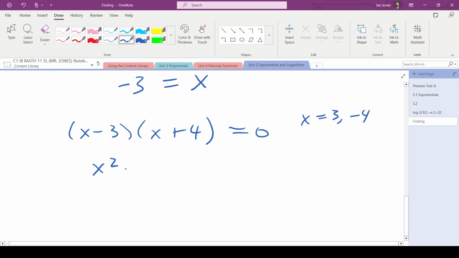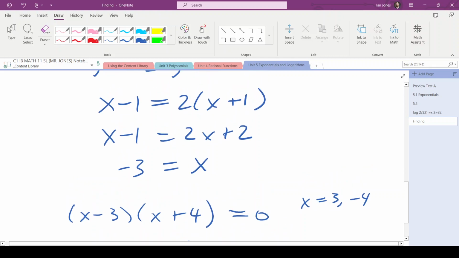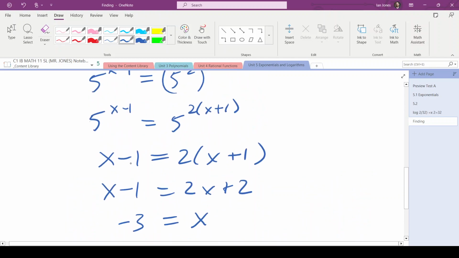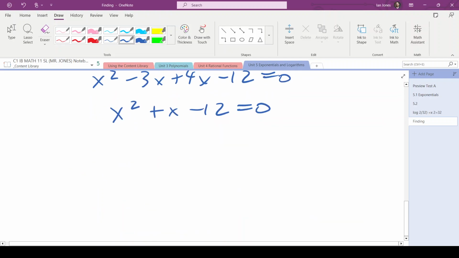And then I'll multiply it together. x squared minus 3x plus 4x minus 12 equals 0. x squared plus x minus 12 equals 0. There's my quadratic. And now what I would like is to rearrange it so that I have an equation. I can do it however I want. Let's say I'll put the 12 over.